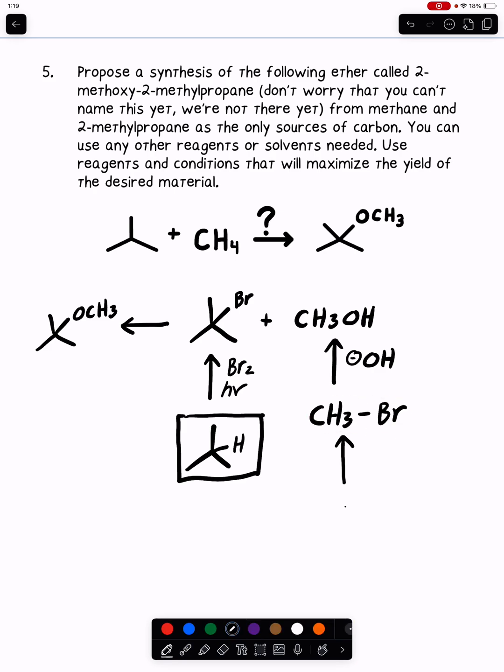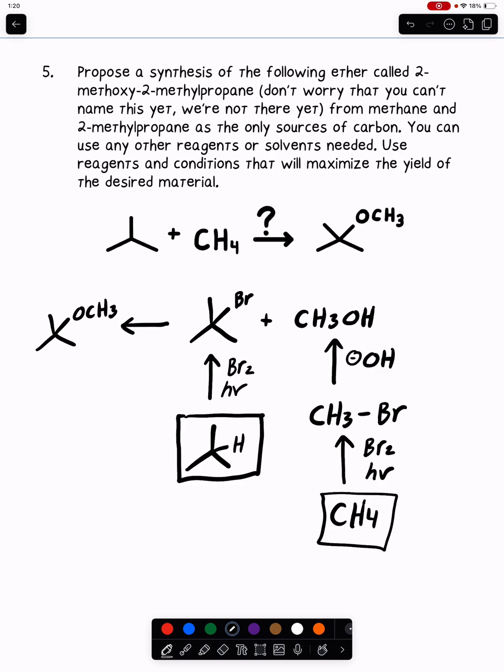Can I make that directly from methane? And you know you can. You can use bromine and UV light to do that radical reaction. And that is a permitted starting material. So this would be a good synthesis for how to make 2-methoxy-2-methylpropane. And that is one possible route.